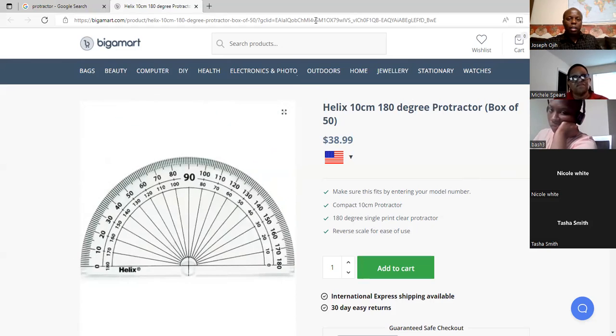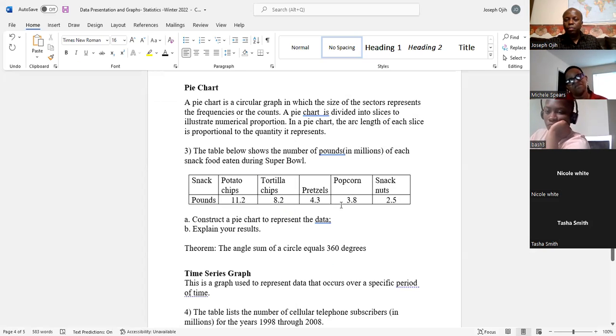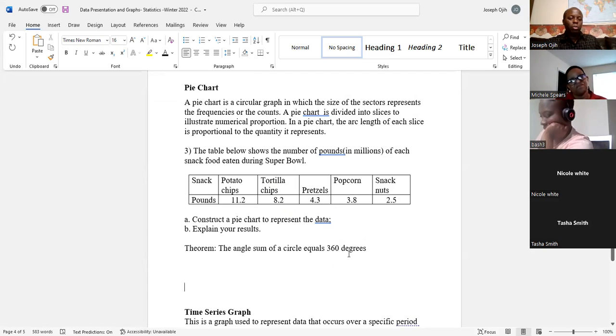But for this class, we'll be using Excel to construct our pie chart to give you the same result. To do that, we need to put the table the right way. It says here, the table below shows the number of pounds in millions of each snack food eaten during Super Bowl. And it says, construct a pie chart to present this data and then explain your results. So the first thing is to make our table of values. You have it here, but you have to put it the right way so that you can copy and paste it in Excel.